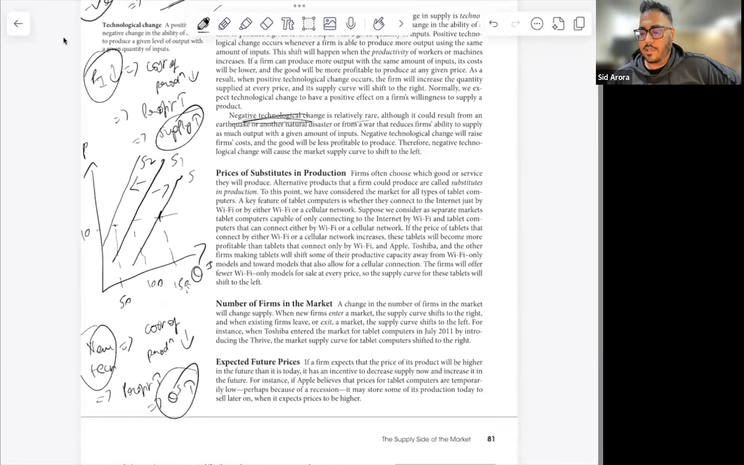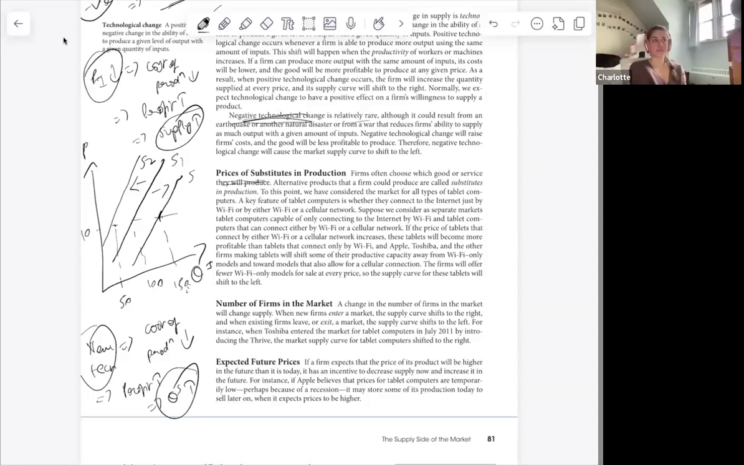Then the third one is prices of substitutes. So we did this on the demand side as well, but now it's going to work a bit differently. On the demand side, when we said substitutes, obviously in that case you were the consumer, right? So substitutes meant alternative goods that you would want to consume, right? I think we did, what was it, steak and ground beef, right? Yeah, I think so.